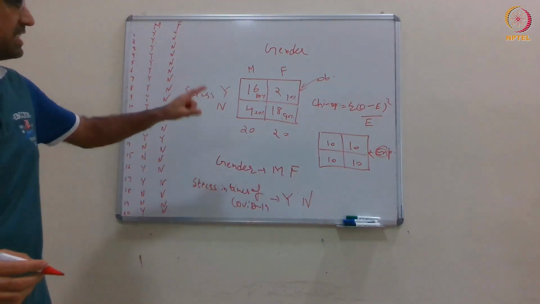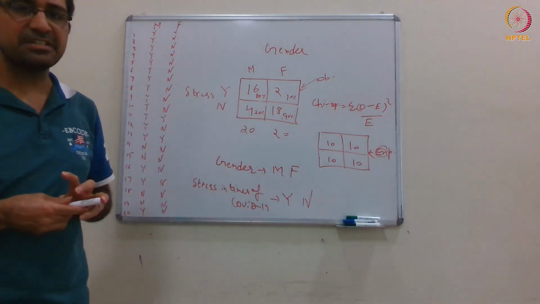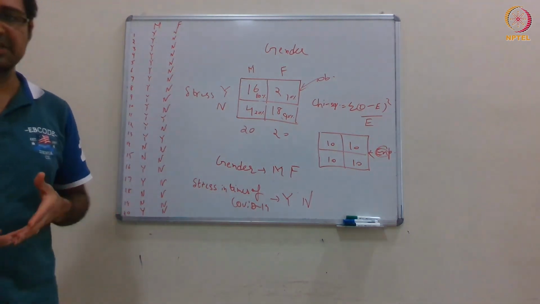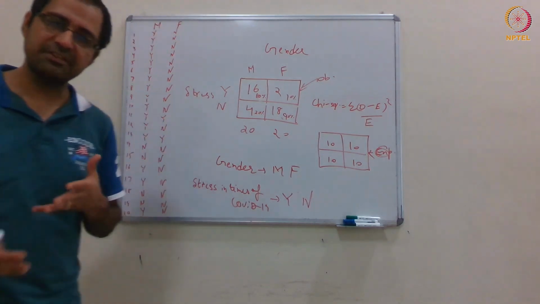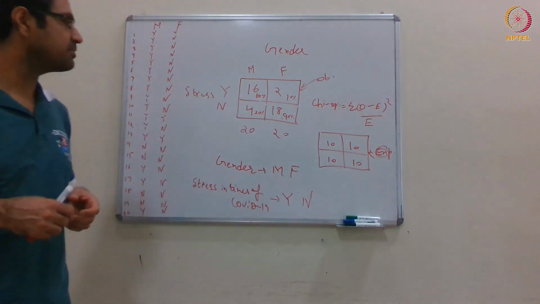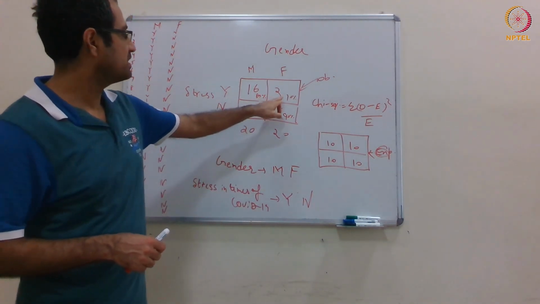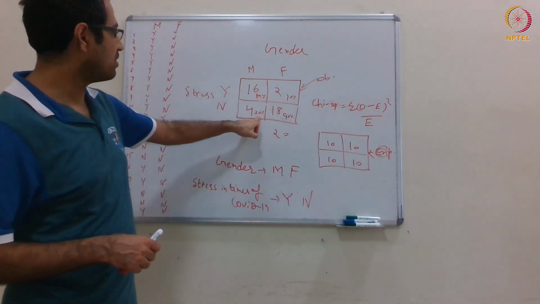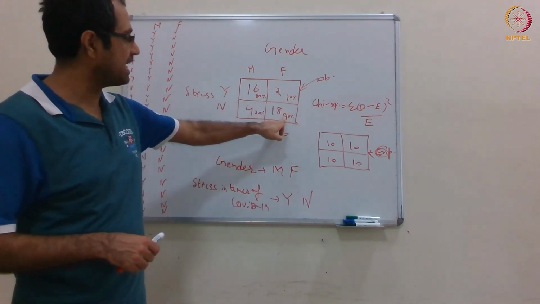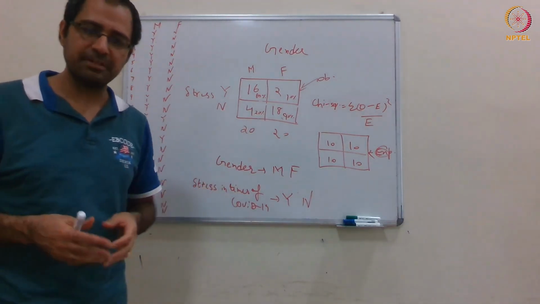So you see the percentages will give you some idea whether there is a relationship between gender and feeling stress in times of COVID, or whether there is a difference between male and female in terms of feeling stress. So 80% of males are feeling stress and 20% are not. 10% of females are feeling stress and 90% are not. By looking at percentages, you see that there is a difference between males and females.